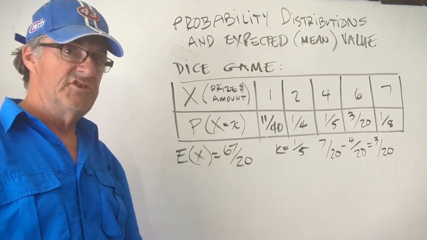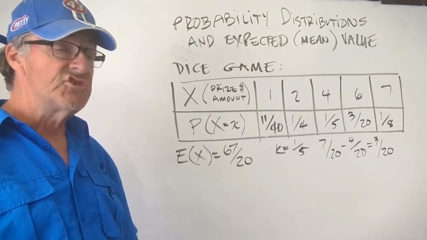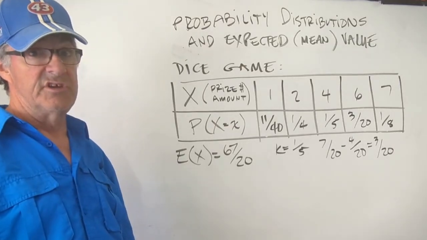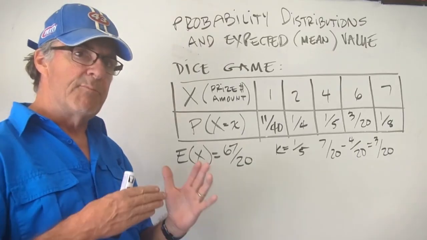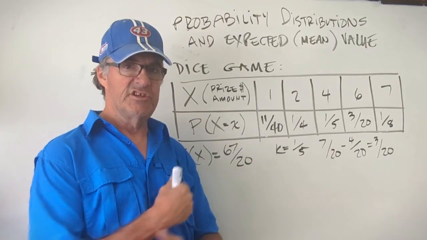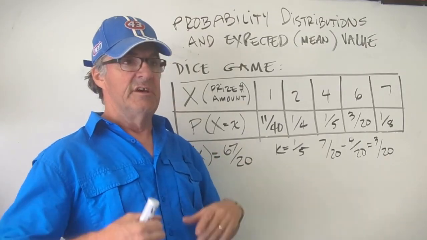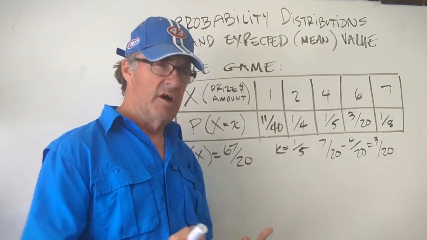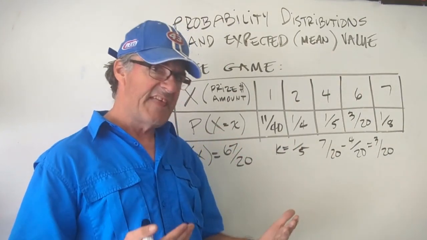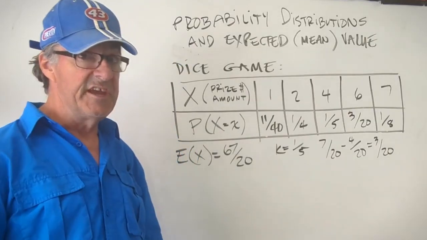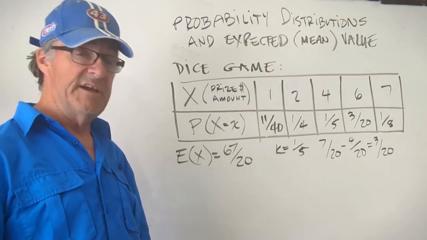Now my question to you is, how much should they charge for this game? Actually, let's ask that two ways. What is the break-even charge? In other words, the charge for which they should, over a long period of time, end up not losing and not winning. So what is that charge? And then what do you think they should charge so they can make a profit?